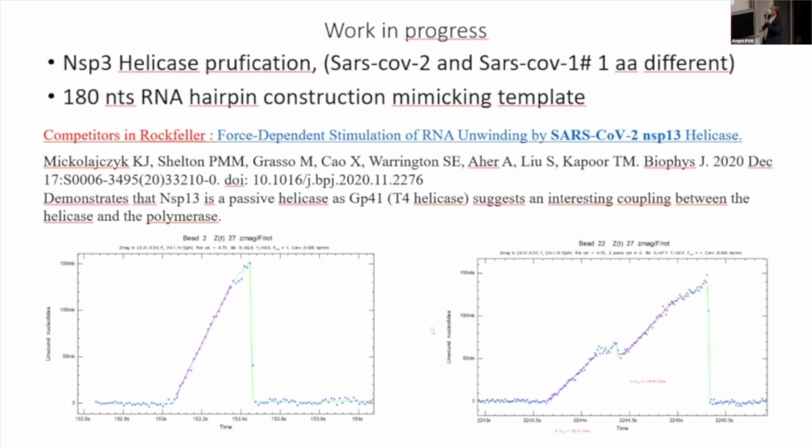What our Rockefeller competitor shows is that this helicase is interesting because it's a force-dependent helicase. This means that there is a high collaboration between the helicase and the polymerase. This is something that we demonstrated some time ago on the T4 virus system. We hope that we will be able to distinguish that.